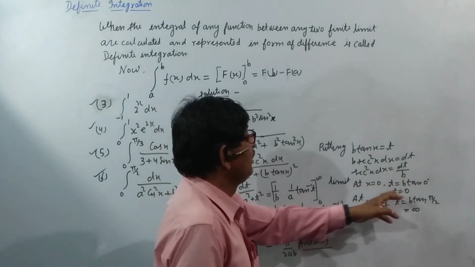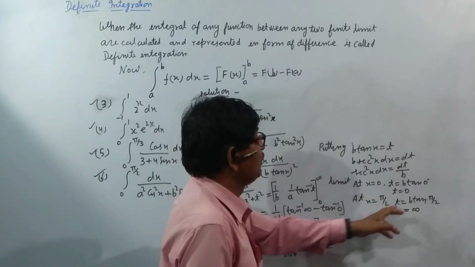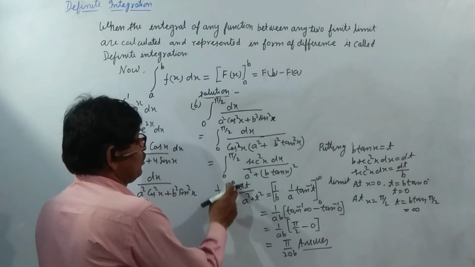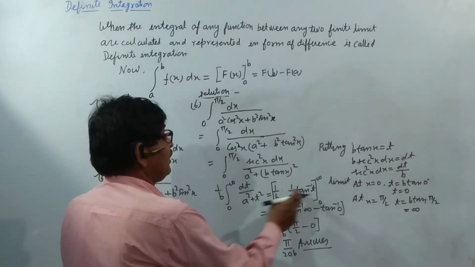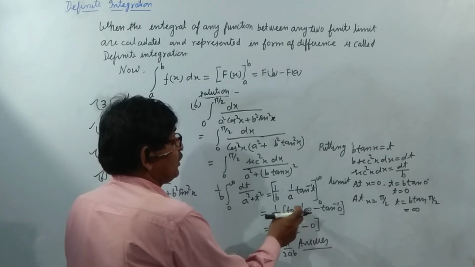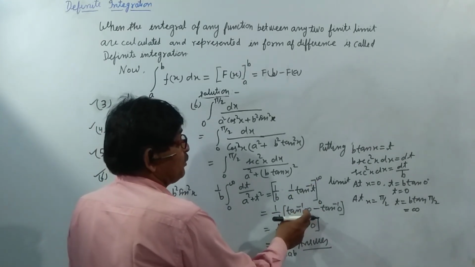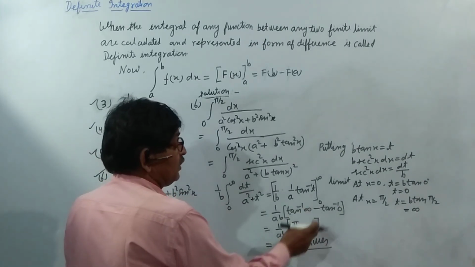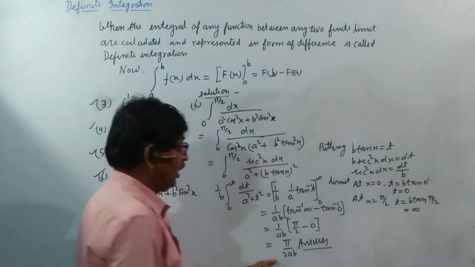The limits will be: at x equal to 0, t is equal to 0, and at x equal to pi by 2, t is equal to infinity. So 1 by b, integral from 0 to infinity of dt divided by a square plus t square. Integration of this is 1 by a tan inverse of t by a, so 1 by ab, with t from 0 to infinity: tan inverse infinity minus tan inverse 0. Tan inverse infinity is pi by 2, and tan inverse 0 is 0, so the result is pi by 2ab. This is the answer.